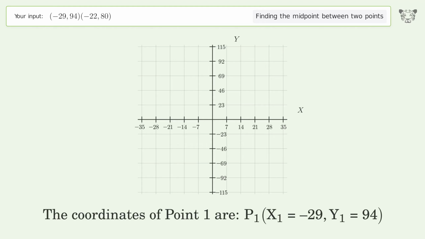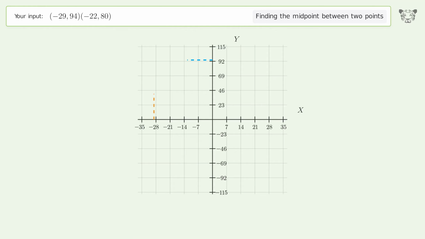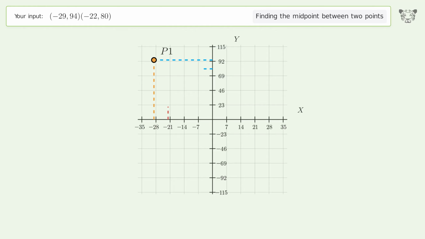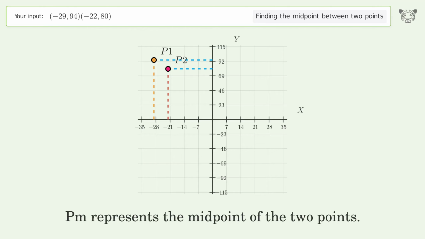The coordinates of point 1 are, x1 equals negative 29, y1 equals 94. The coordinates of point 2 are, x2 equals negative 22, y2 equals 80. PM represents the midpoint of the 2 points.